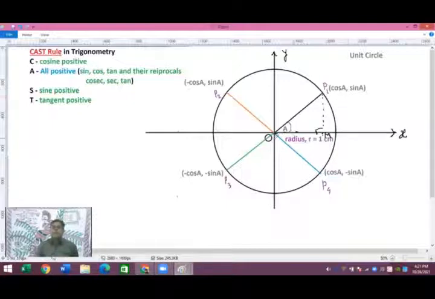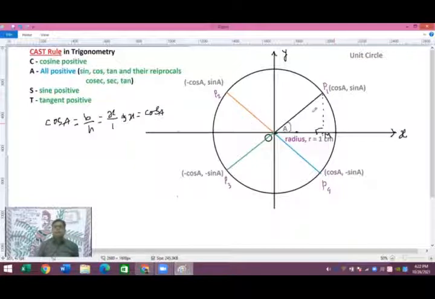So for example, let me check for cos A. You can say here cos A equals B by H, that means base by hypotenuse. Here you can see that the base is OM, or you can say the x coordinate, so this is x, and H is the radius of the unit circle, that means H is 1 in this case, and hence you can say that x equals cos A. That means the x coordinate is cos A here.